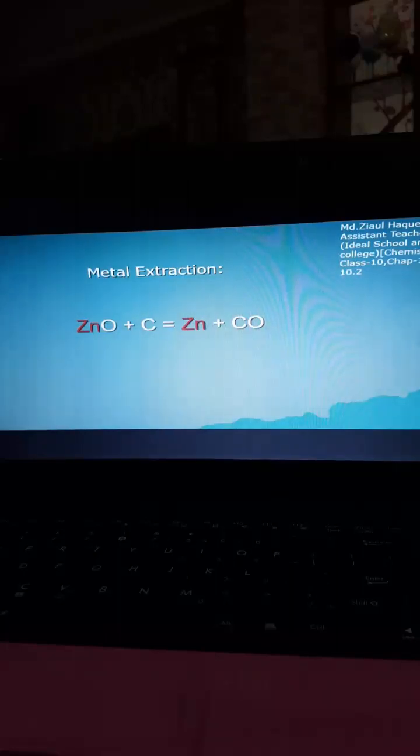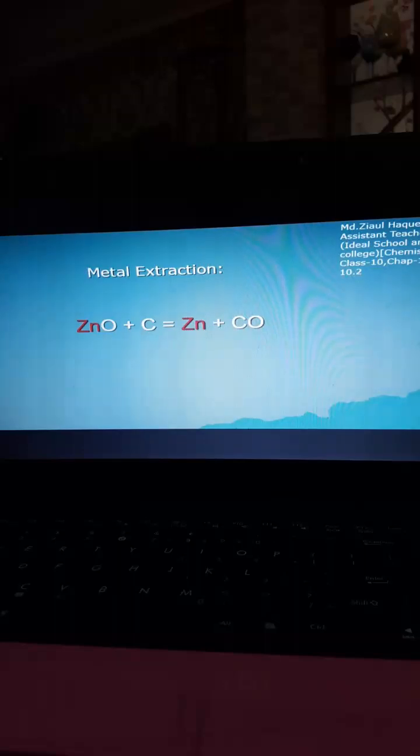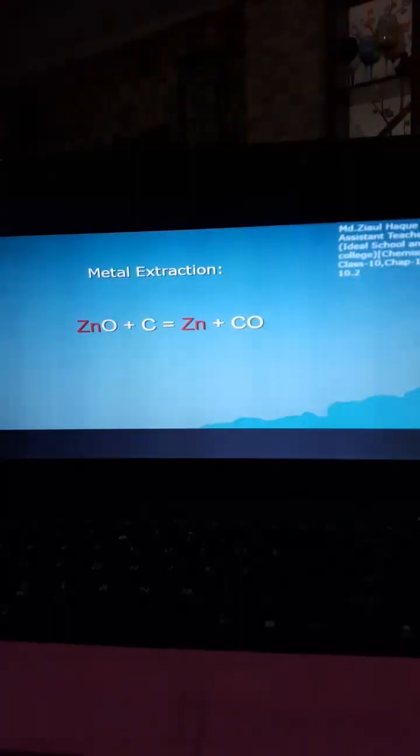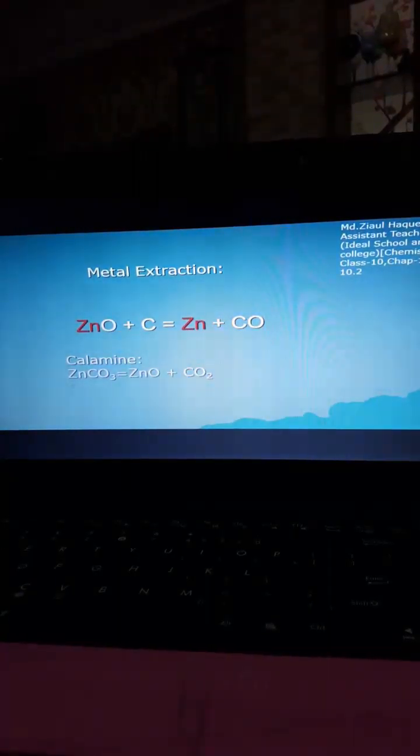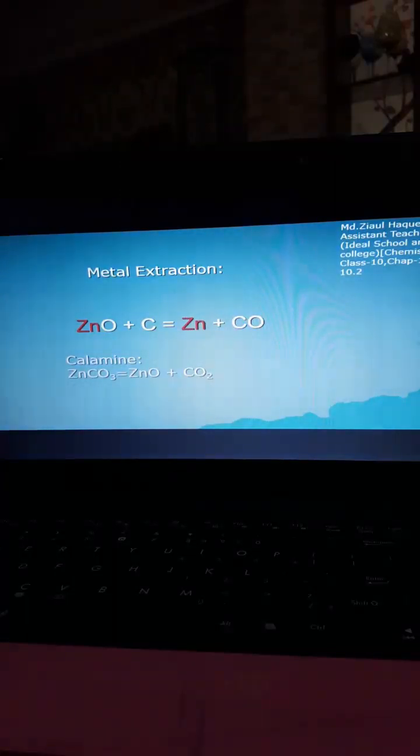But you have to think from where you are getting zinc oxide. What is the source? My dear, calamine. Calamine is the source of zinc oxide. Calamine is the ore of zinc oxide. What is the formula of calamine? My dear, zinc carbonate. When you apply heat to zinc carbonate, you will get zinc oxide and carbon dioxide.